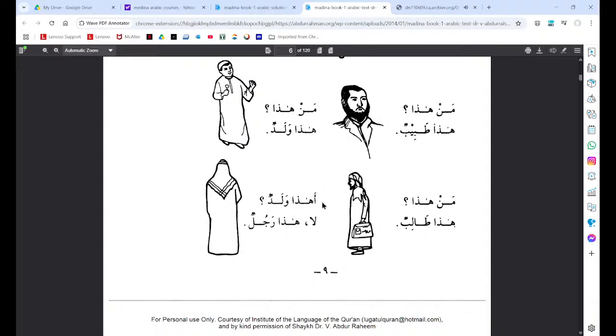We can see also همزة الاستفهام can be used also للعقل وبغير عقل, for the one with intellect and for the thing without intellect. So هذا ولد. Is this a boy? This is our boy up here. This does not look like a boy. No. لا هذا رجل. No, this is a man.